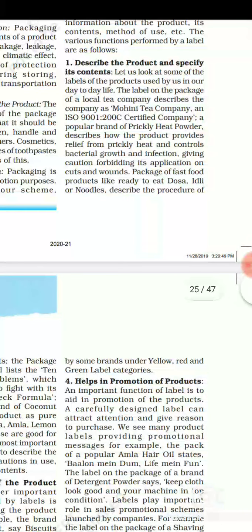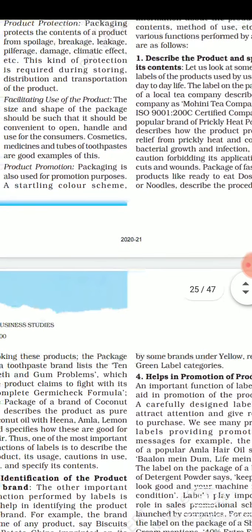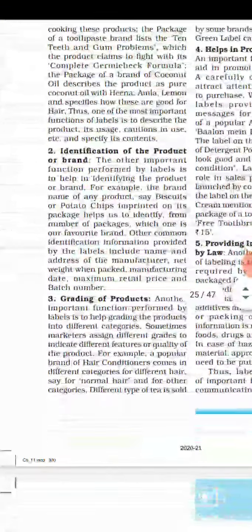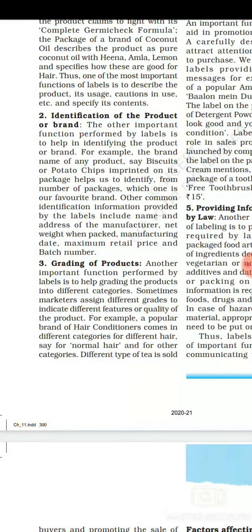Now the main reason for putting a label over the packaging is to provide all kinds of information which are related to the product, right? The product quantity, the type of product, and how to use that product, what kind of product it is. So each and every piece of information regarding the product is described and written on the label, right? The next function of labeling is identification of the product or brand.